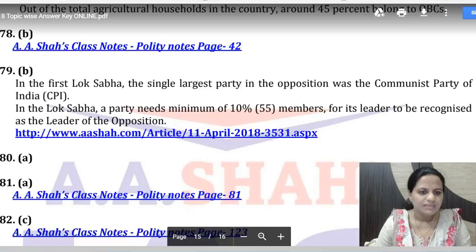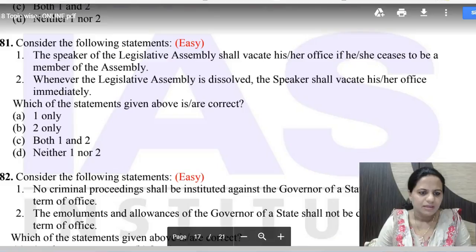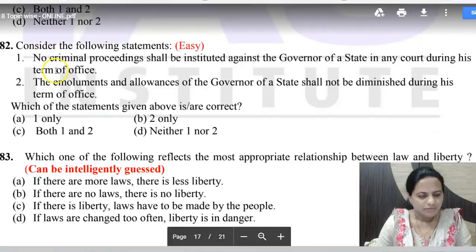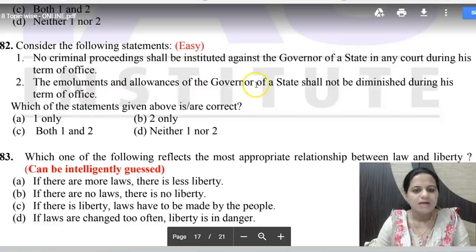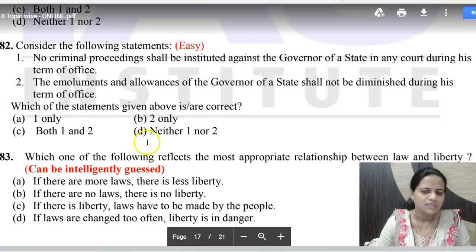Then next is, consider the following statements. One, no criminal proceedings shall be instituted against the governor of a state in any court during his term of office. This is correct. No criminal proceedings can be initiated. Second is, the emoluments and allowances of the governor of a state shall not be diminished during his term of office. So these are specific immunities which are provided to the governor, even to the president. So both these statements are correct. For 82, the answer is C.